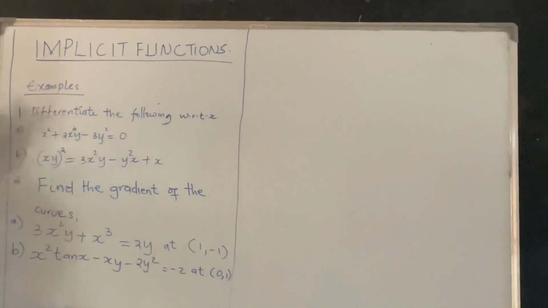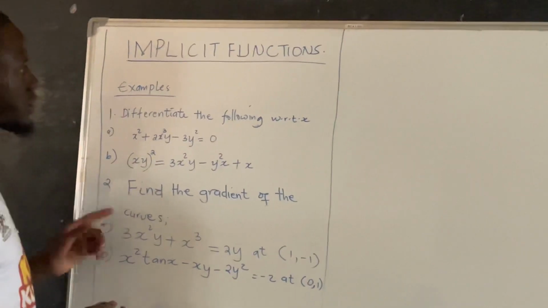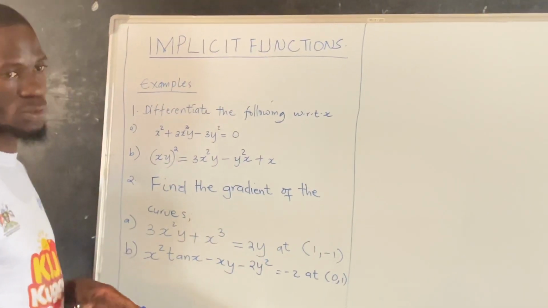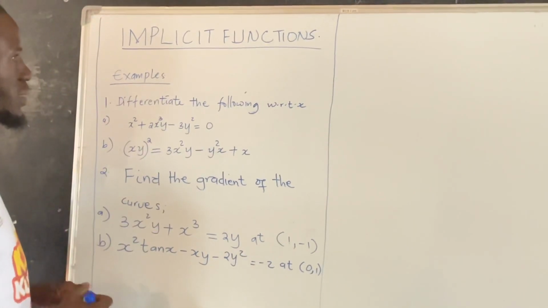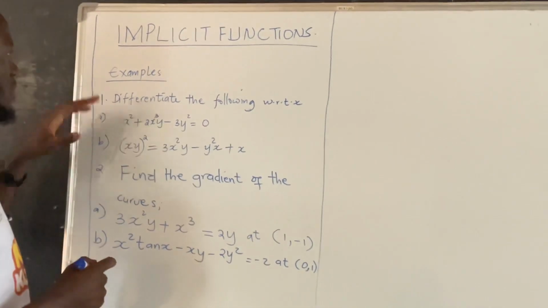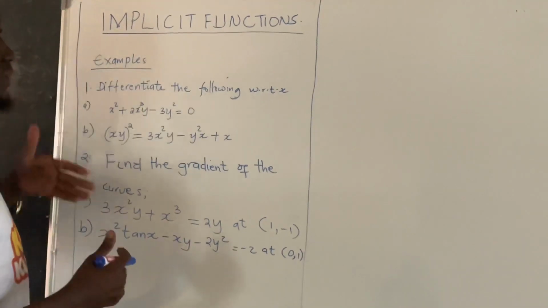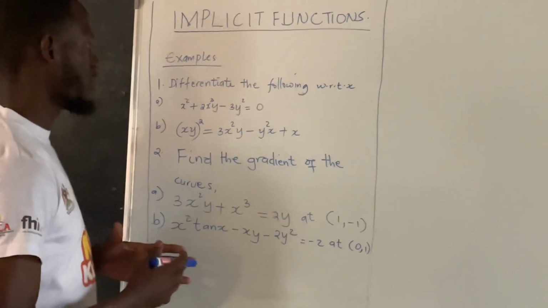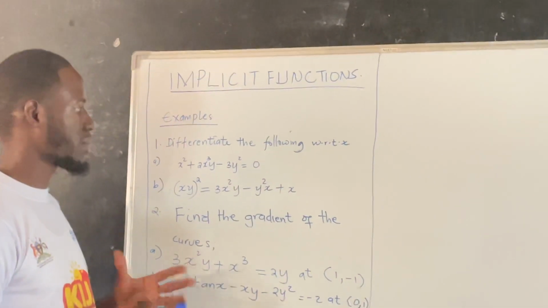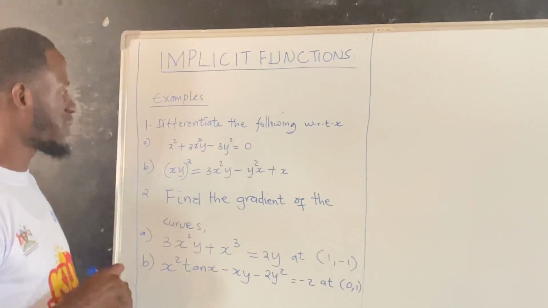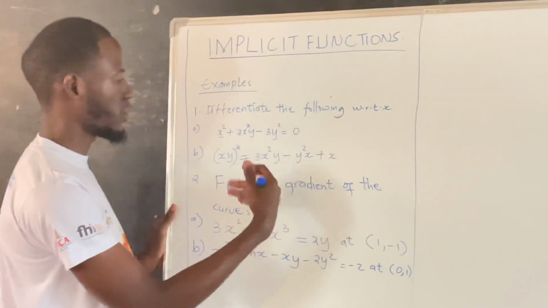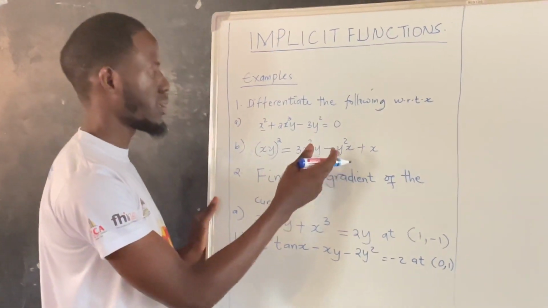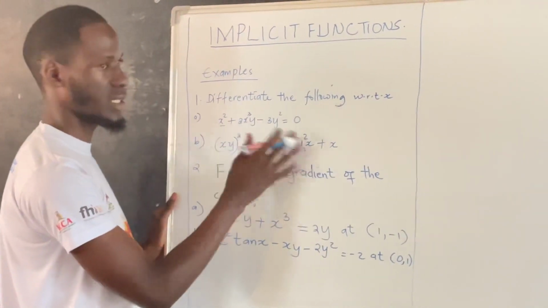We have looked at different forms of differentiation: chain rule, product rule, quotient rule. Today we are going to look at how we can differentiate implicit functions. First and foremost, what is an implicit function? This is a function in which one term cannot be expressed in terms of the other. For example, you cannot have x expressed in terms of y, or you cannot make x the subject, either way you cannot make y the subject.